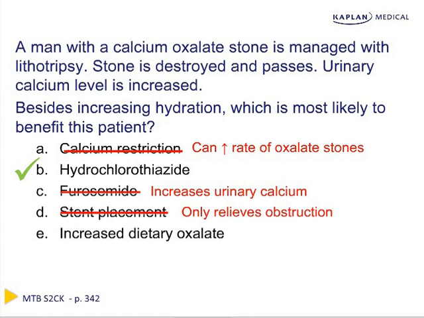Stent placement, again, this is only going to relieve obstruction. Since this patient had a stone, it was destroyed and passed, there's no evidence of obstruction, placing a stent isn't going to help anything and will only increase complication rates and morbidity. Lastly, increased dietary oxalate. This is wrong because just like decreasing calcium in the diet, increasing oxalate in the diet can increase the rate of oxalate stones.